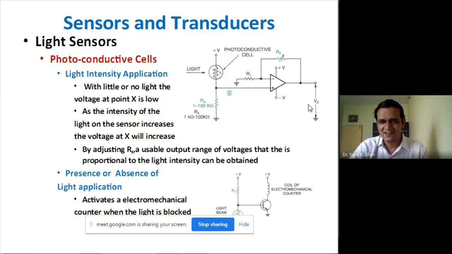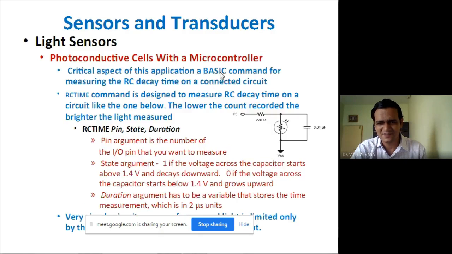Now it is appropriate for our microprocessor or controller, and then we can monitor the light which is imparted on this particular photovoltaic cell. If we have a feedback, we can control this light source also, and we can monitor and control that particular light sensor's activity through the microprocessor based systems. So these are some of the critical aspects which you have to remember as a basic command for measuring the RC delay time or contacted circuits, and you can utilize this for the temperature transducers.